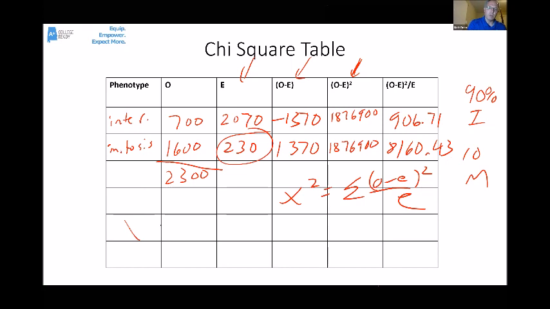of 9,067.14. We need to compare that to our critical value. So let's go back to our table.